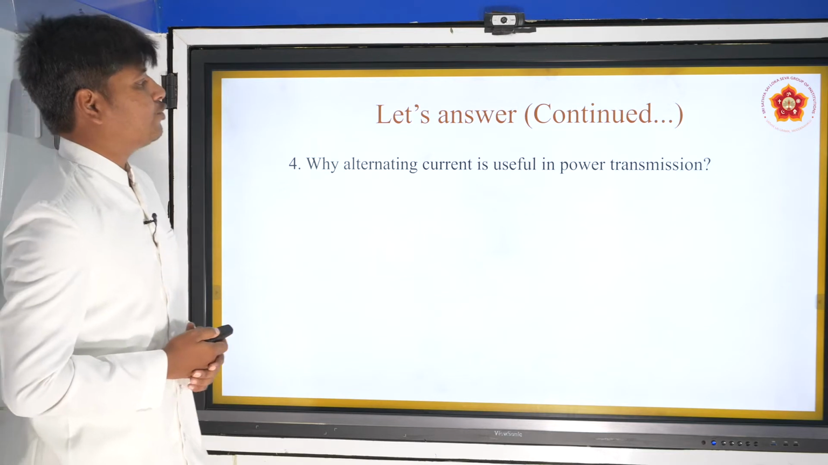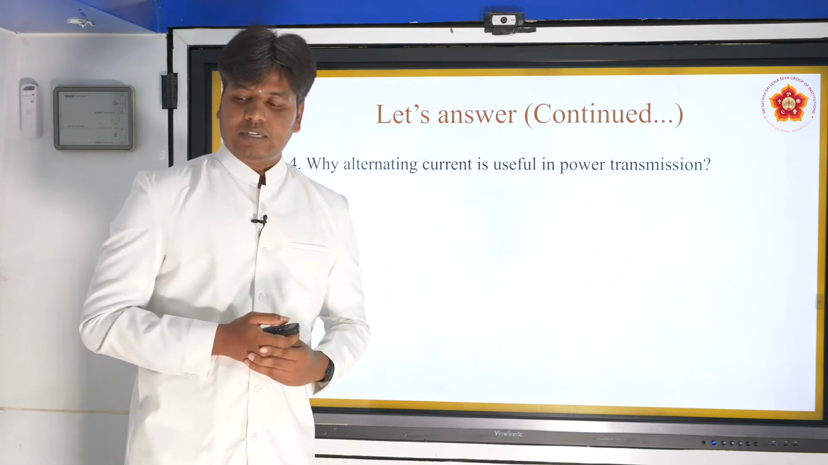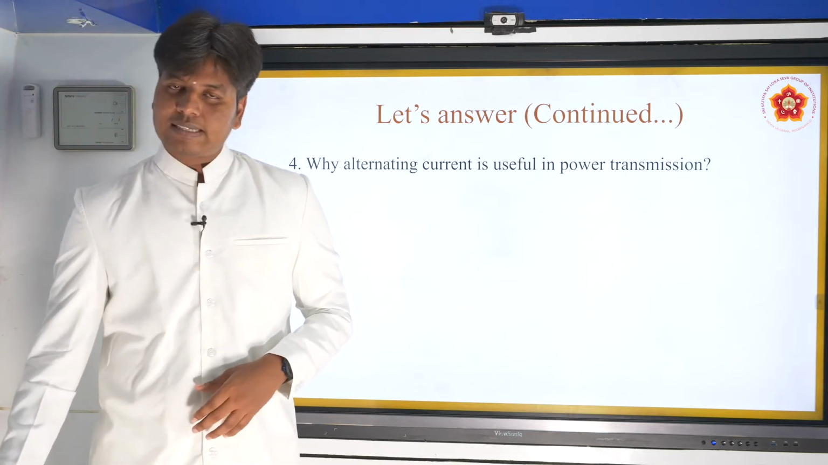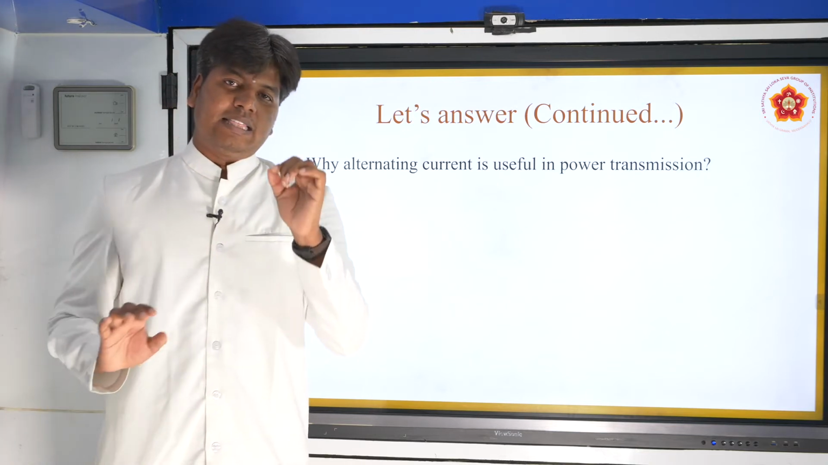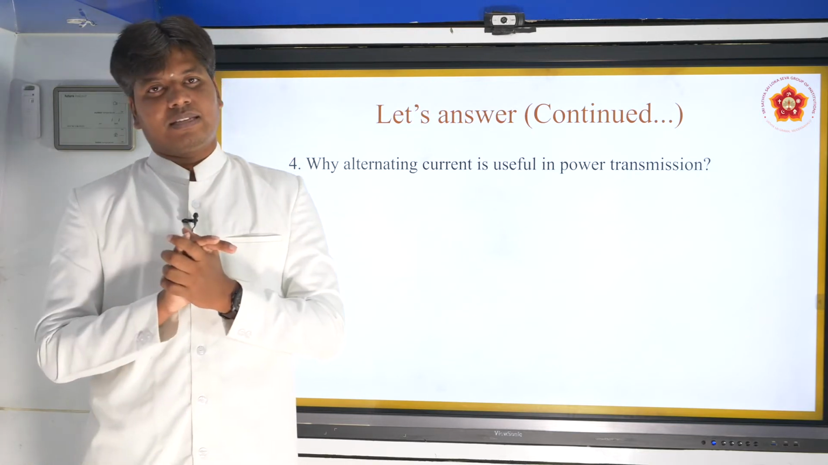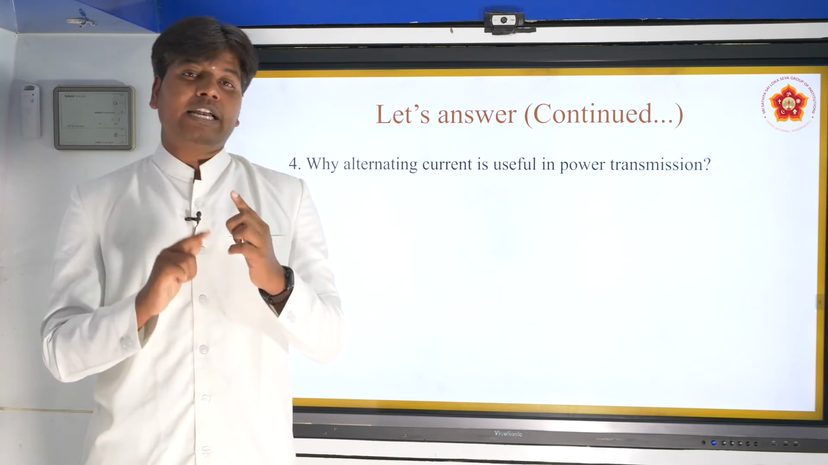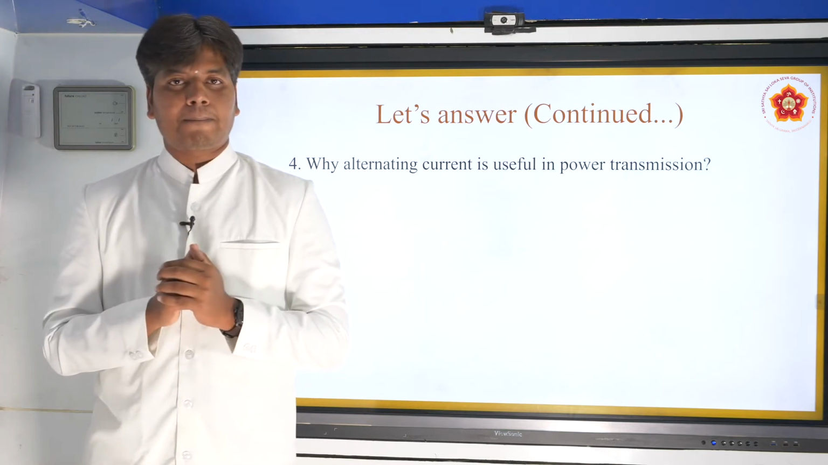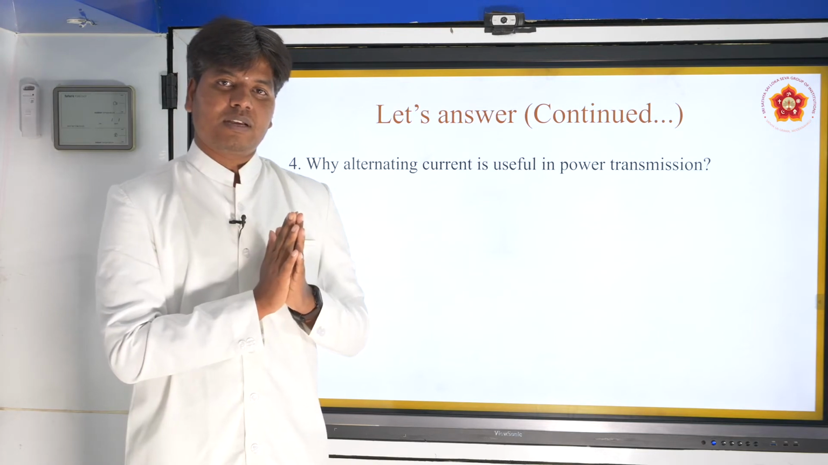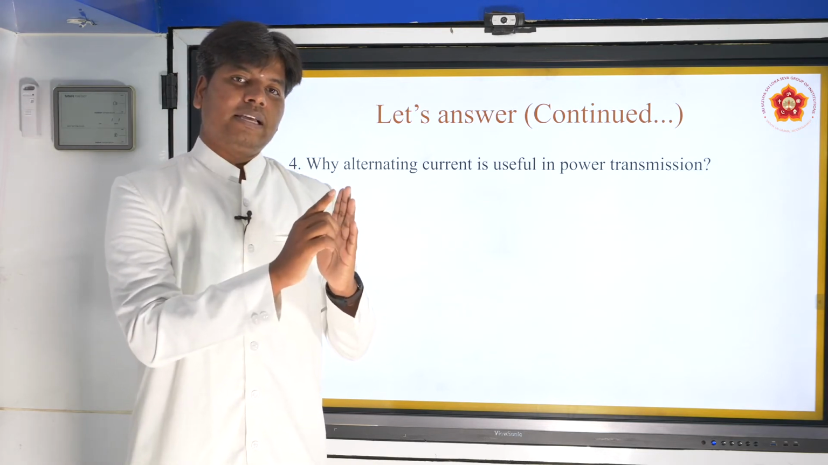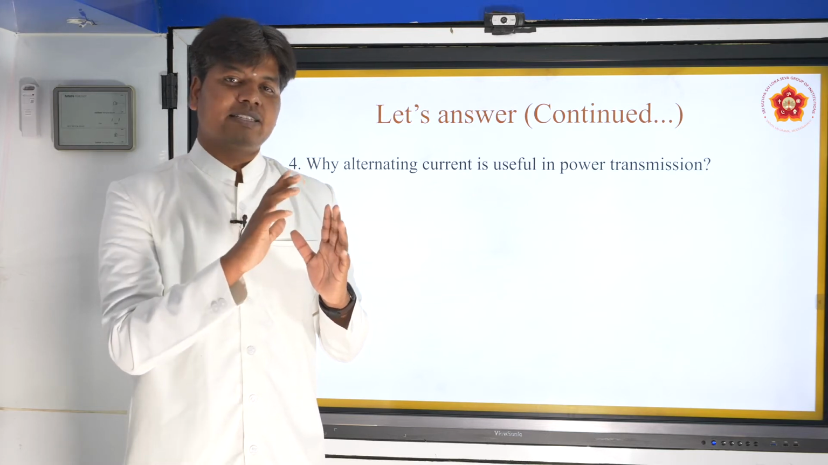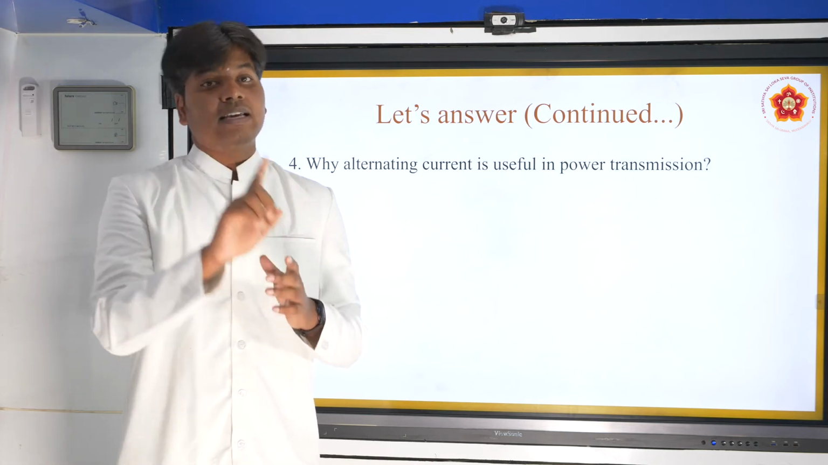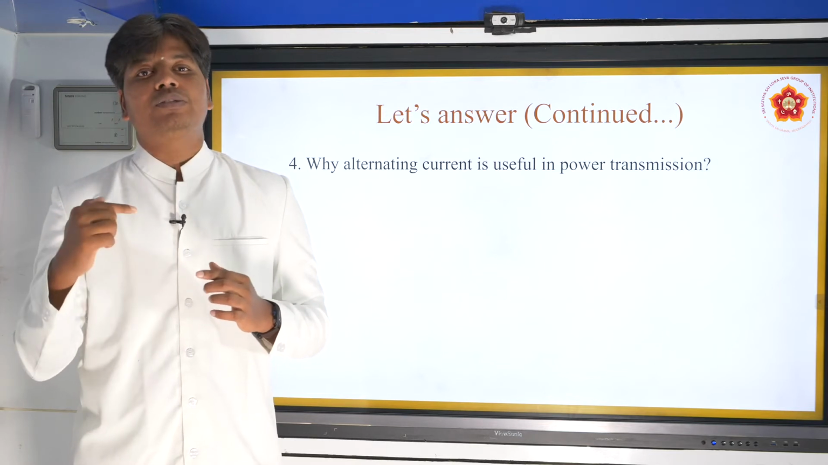Why is alternating current useful in power transmission? While we were studying electromagnetic induction, we discussed that only if we change the current can the magnetic field change. How will current be induced in the secondary coil due to the primary coil? When the current in the primary coil is alternating, that means it is changing its direction. That means I am changing the magnetic field also. That change in magnetic field in the secondary coil will cause an induced current.